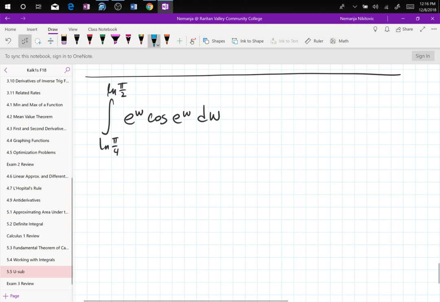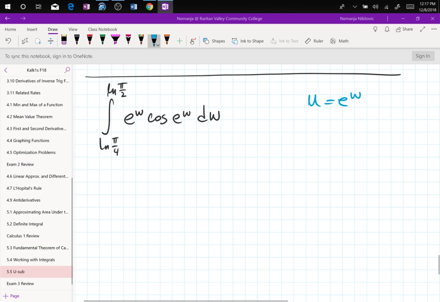So what's u? Cosine. Is there a sine somewhere? No. What's u? There is no sine. So we cannot pick cosine. It has to be a function-derivative pair, and we don't have it with a cosine. Now e to the w has an e to the w in front. So that's a function-derivative pair.